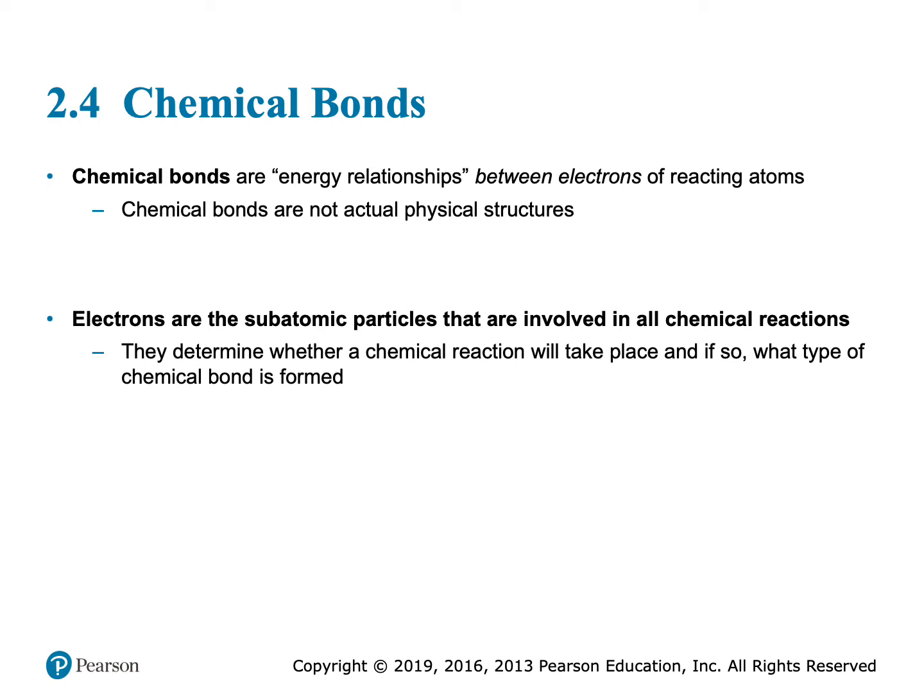Okay, chemical bonds are relationships between electrons. Electrons in those atoms are what's going to form a molecule or a compound. So the protons aren't the ones creating the bond. The neutrons aren't the ones creating the bond. It's the electrons that are creating the bond.